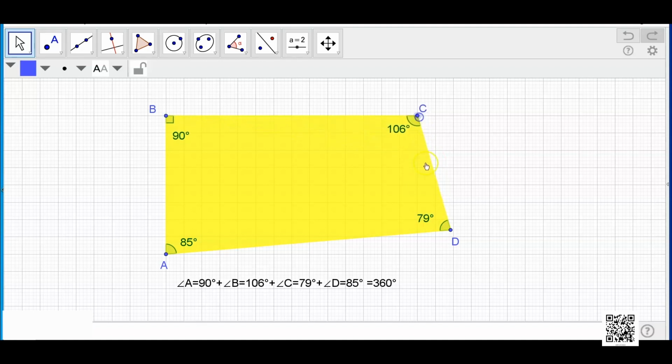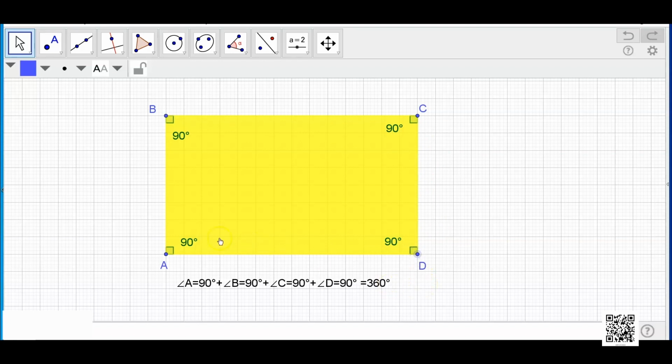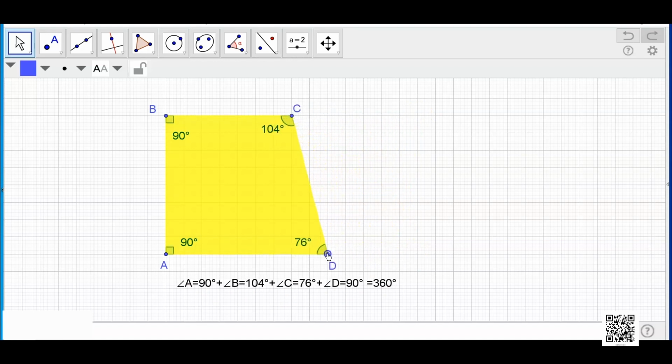So, let me see how I can further change this. Now see, it has taken the shape of a rectangle where all the angles have become 90 degrees. Still you can see that the sum is 360 degrees only. Now let me see if it is the same if I bring it in the form of a square maybe. Let me see how I can change it in the form of a square.